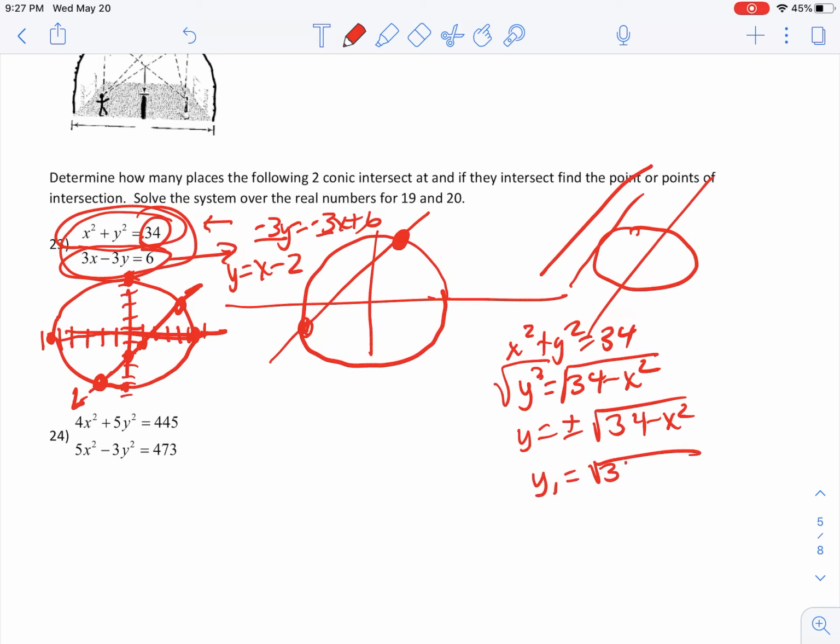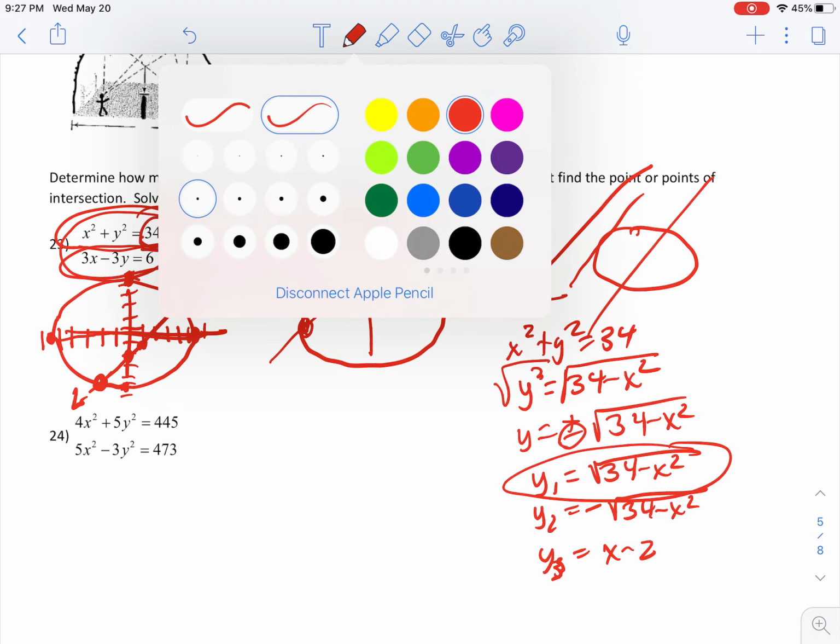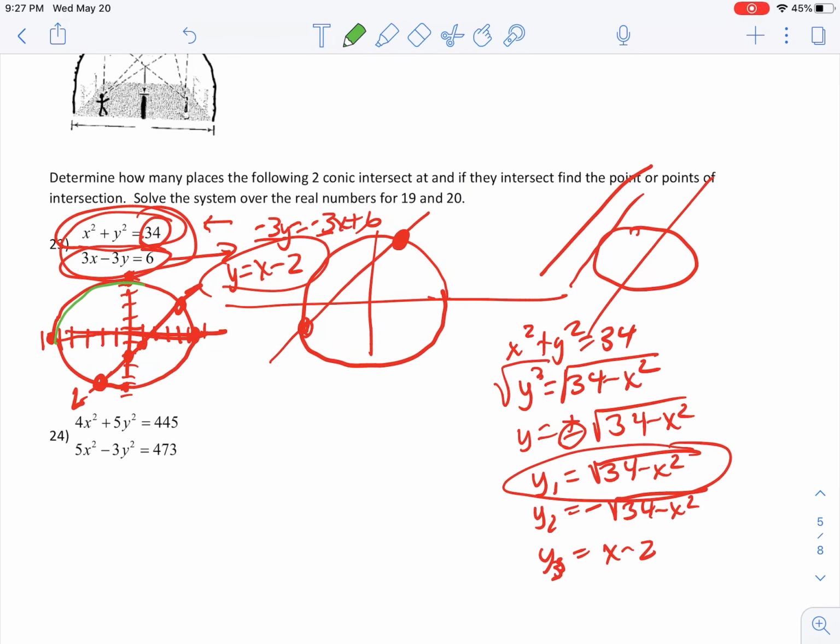So in y1, you could put the square root of 34 minus x squared. In y2, you could put the negative of the square root of 34 minus x squared. And in y3, you could put x minus 2. And this would give you this picture. This would give you this picture. And this would give you the line. And then you'd have to make sure you did calc intersect with this one and then with that one.